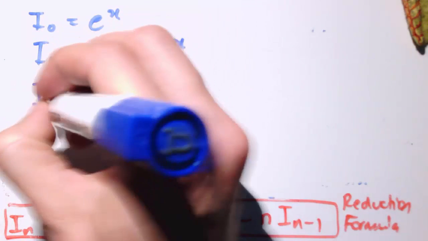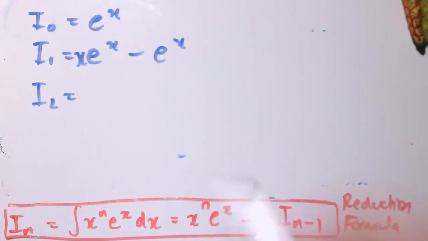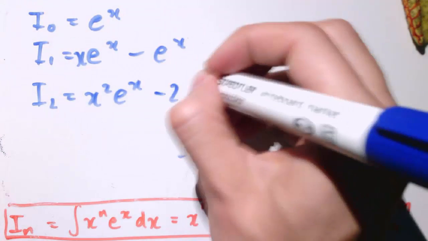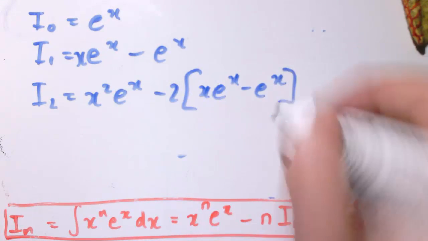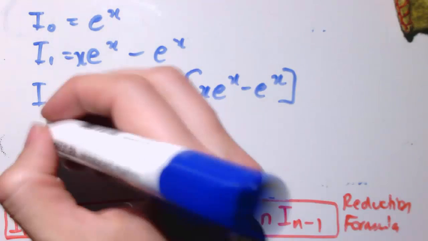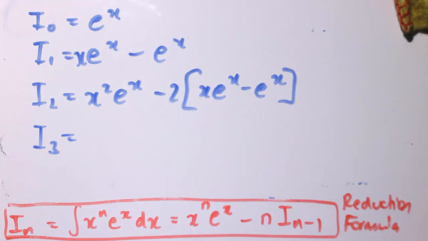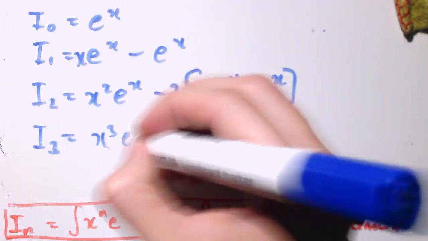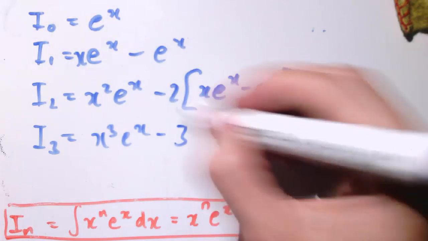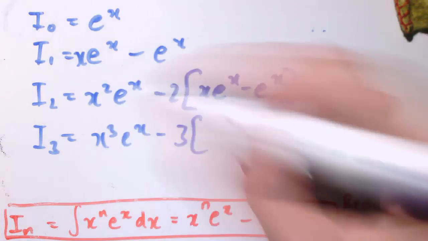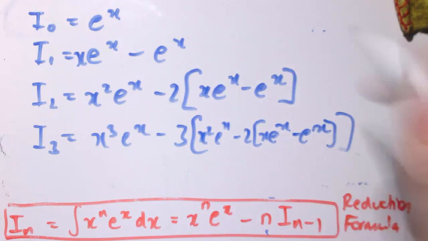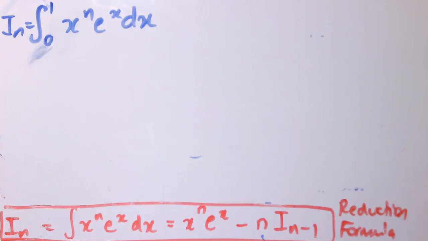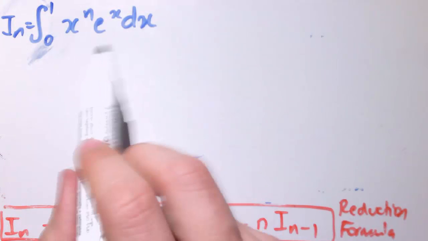Similarly, if I want to do I2, I can just say it's x to the 2, just applying this formula with n equals 2, times e to the x minus 2 lots of I(n-1), the integral we got before. This is exactly the structure of what we saw when we worked out all those integrals, but now I can just keep plugging this in confidently. I3 is x cubed e to the x minus 3 times I2, and I could put all of that I2 in here, x squared e to the x minus 2 times x e to the x minus e to the x, etc.